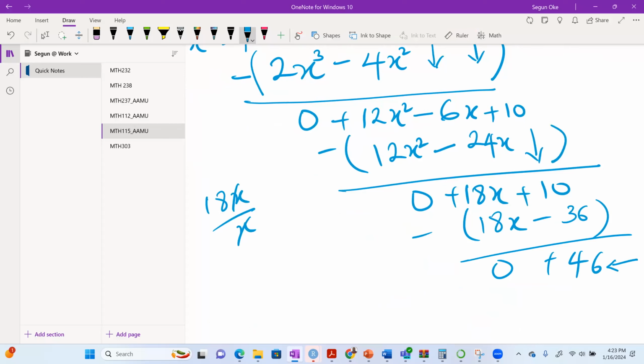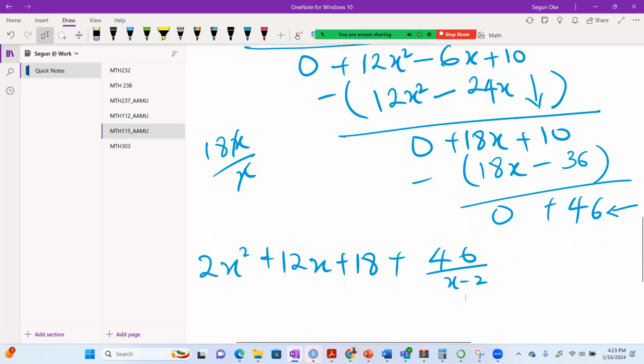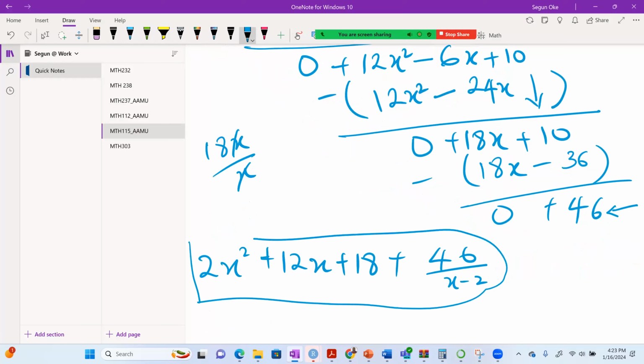You can go ahead and write the final solution. The final solution for this will be 2x squared plus 12x plus 18 plus 46 over the divisor x minus 2. That is the final solution. Any question?